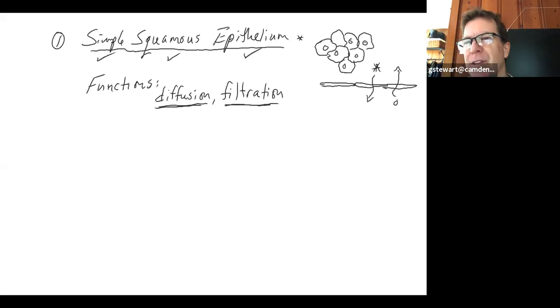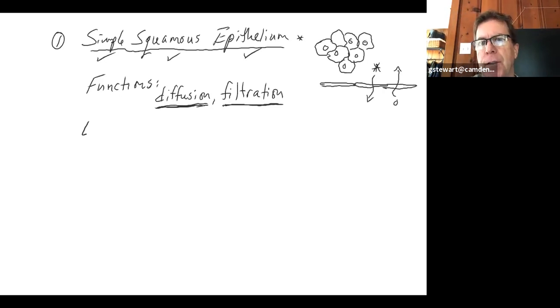Don't worry about the difference between these two words right now. They both mean movement across the membrane. Diffusion is a passive process. Filtration is also passive. It doesn't require energy, but it usually requires some sort of pressure.